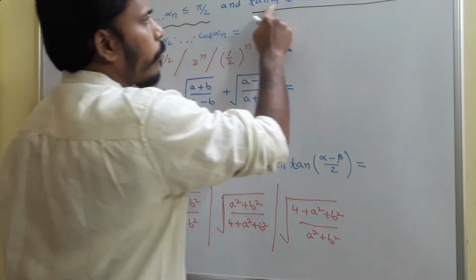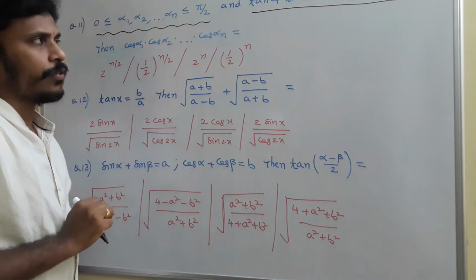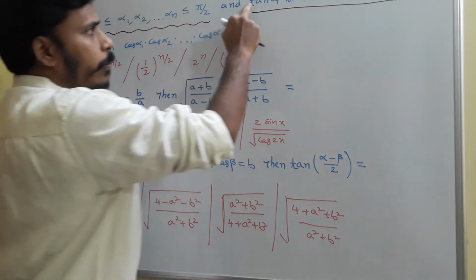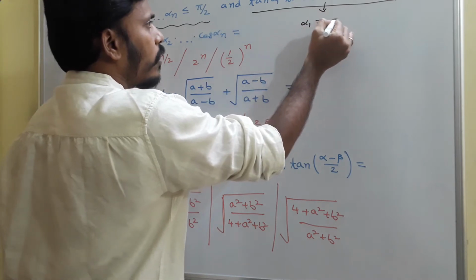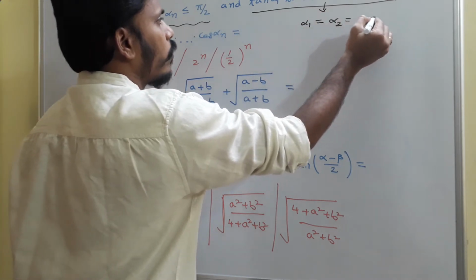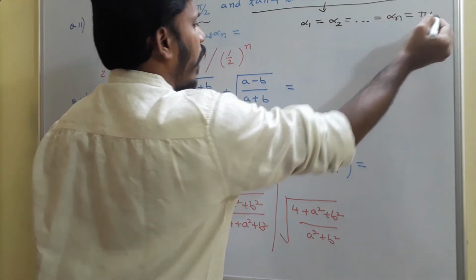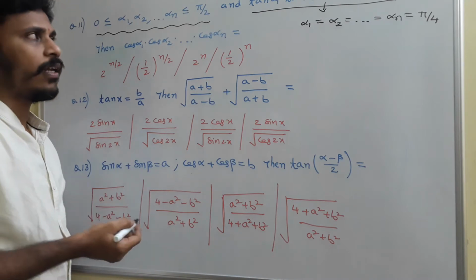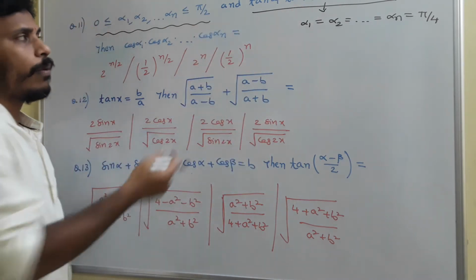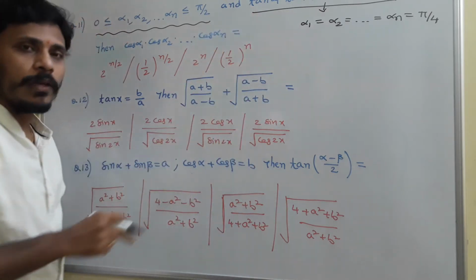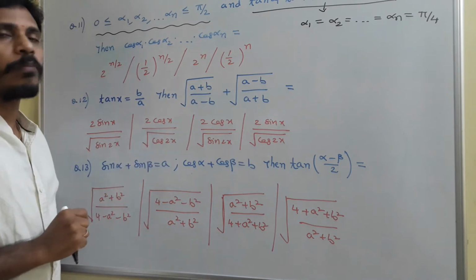So, since the product of all these things is 1, we know that tan 45 degrees is 1, tan pi by 4 is 1. Since the product is 1, from this our idea is alpha 1 is equal to alpha 2 is equal to alpha n is equal to pi by 4. Every angle, if it is 45 degrees, for sure the product is 1. There are many cases to make the product as 1. Among those many cases, one possibility is this. I am paying my attention on that possibility.